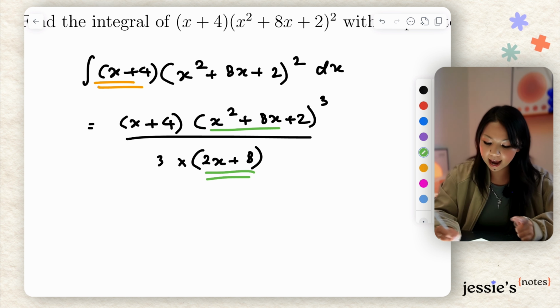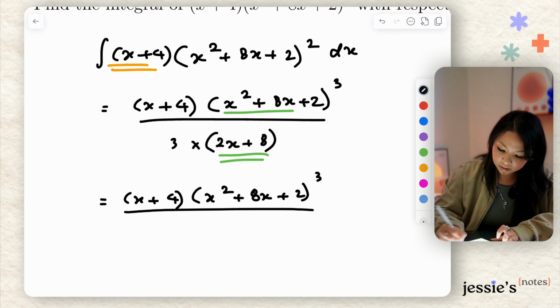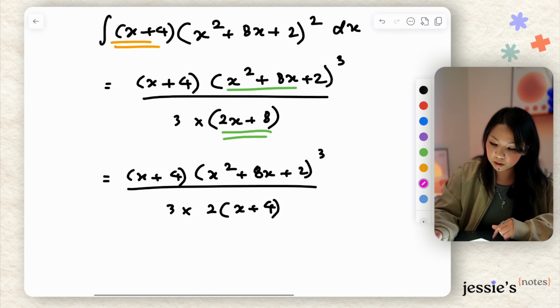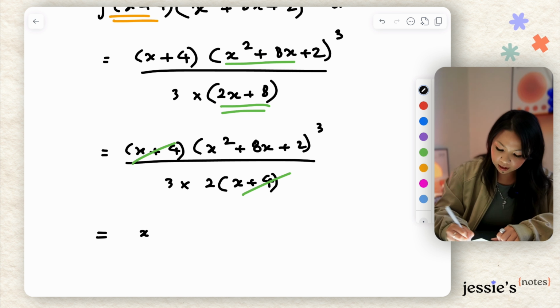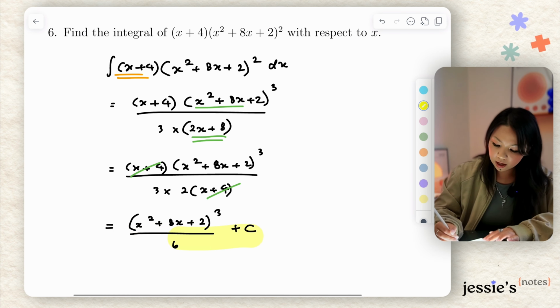2x plus 8 can actually be factorized into 2 bracket x plus 4. And you know what's awesome is that x plus 4 cancels. So now all we're left with is x squared plus 8x plus 2 all cubed all over 6 plus c.